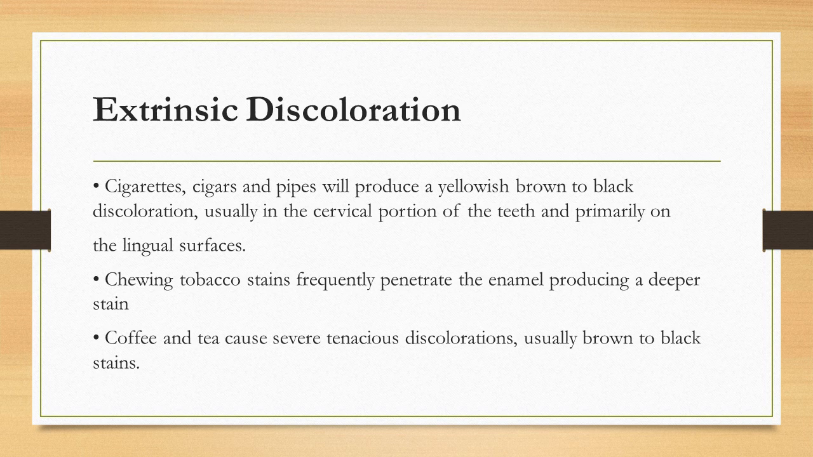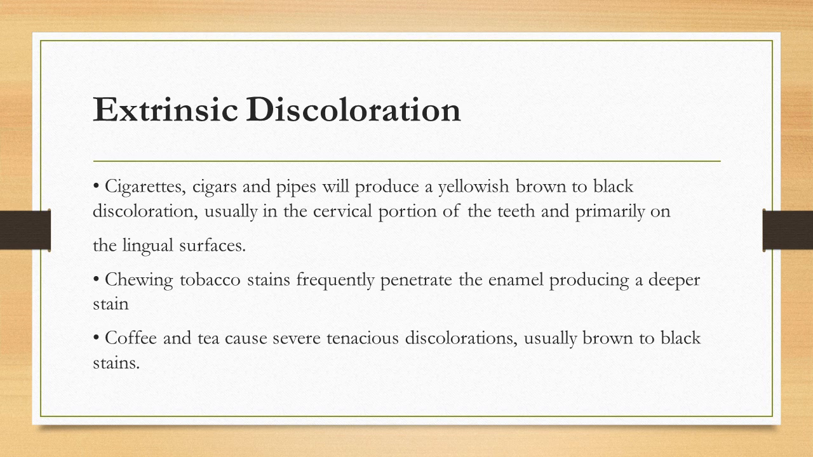The intrinsic discoloration, as we mentioned before, will be incorporated with the development of the tooth structure, while the extrinsic one is at the surface and can be removed with pumice, like cigarette, cigar, pipe. They will cause yellow discoloration, and mostly the cervical area will be affected.